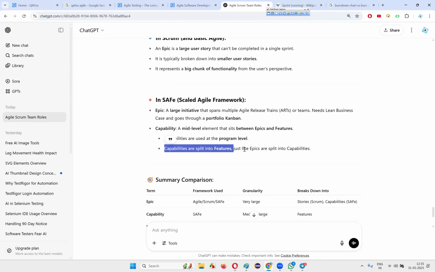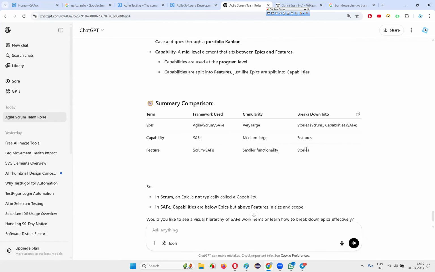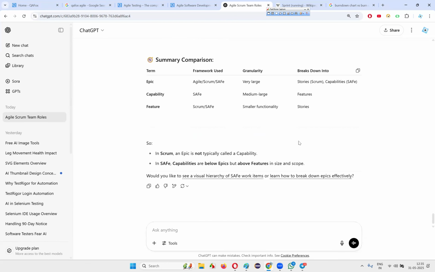Capabilities are split into features, just like epics are split into capabilities. I hadn't heard about this capability earlier, but yeah. In Scrum, an epic is not typically called a capability. In SAFe, capabilities are below epics but above features in size. Can you make it easy? Ranga, from where did you get this word capability? From Agile only?